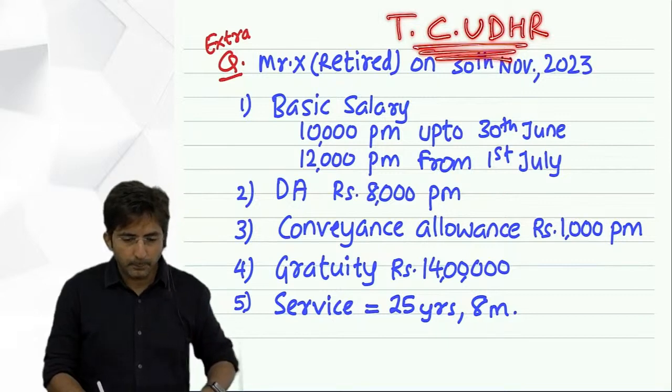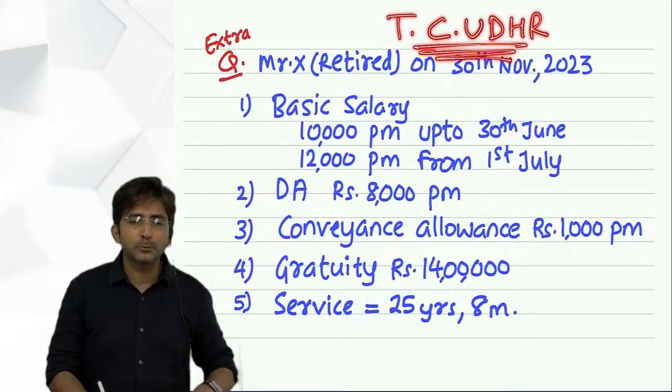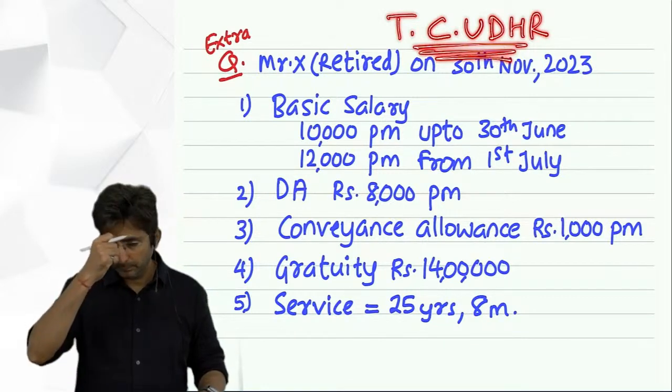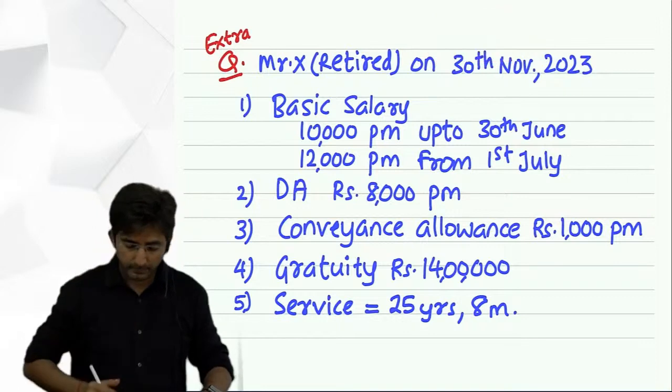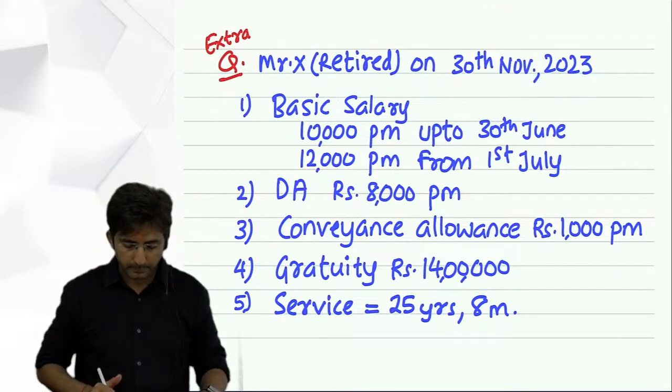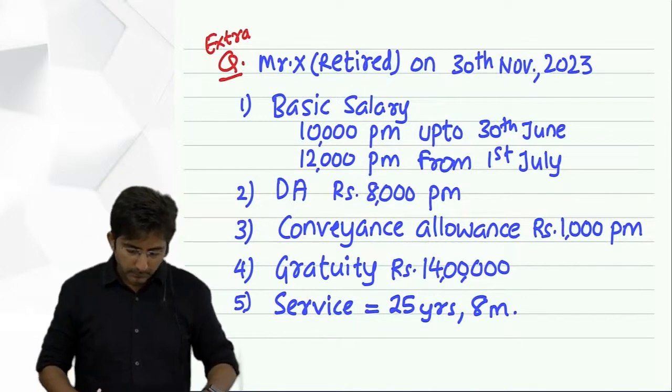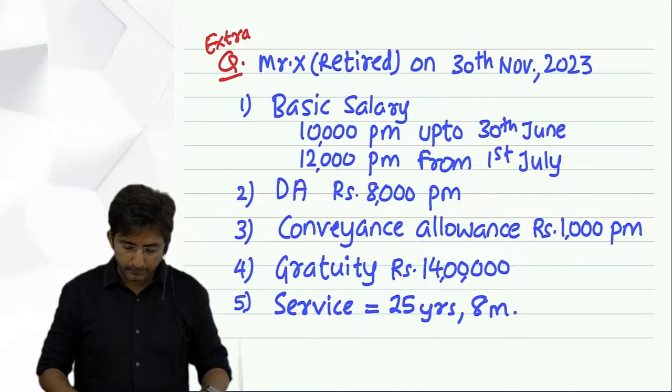TC Udhar. So I repeat. Oh, it was like this only. So what did you write? If the amount spent is not given in TC Udhar, then assume it is fully spent. So fully spent, fully exempt.